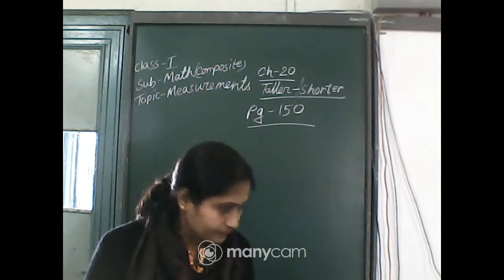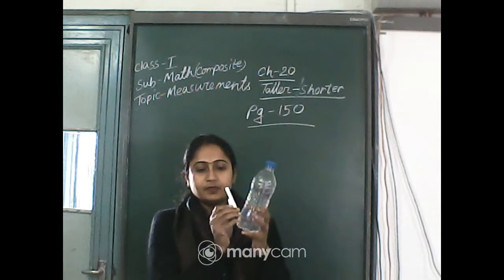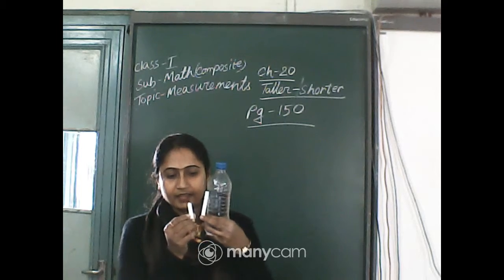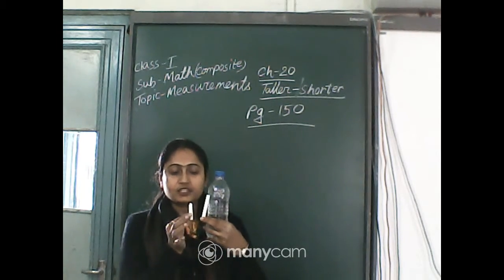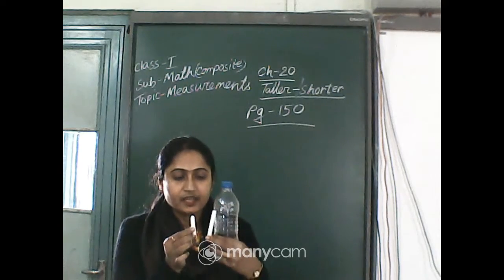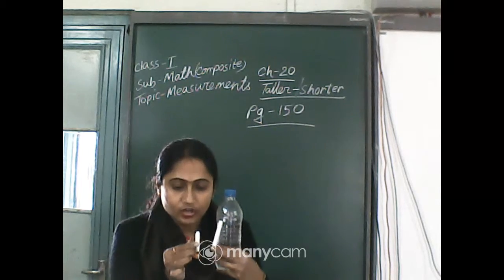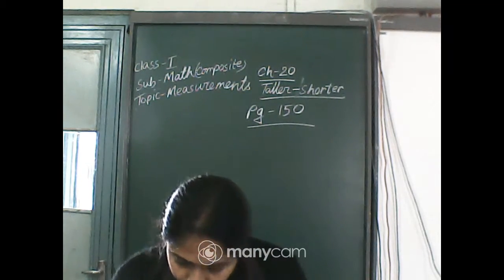Now if I compare these three, the bottle and two different sizes of chalk in my hand, you have to say which one is tallest and shortest. Now the bottle is tallest and this chalk is shortest. Okay, clear everyone? Now we will solve in our book.